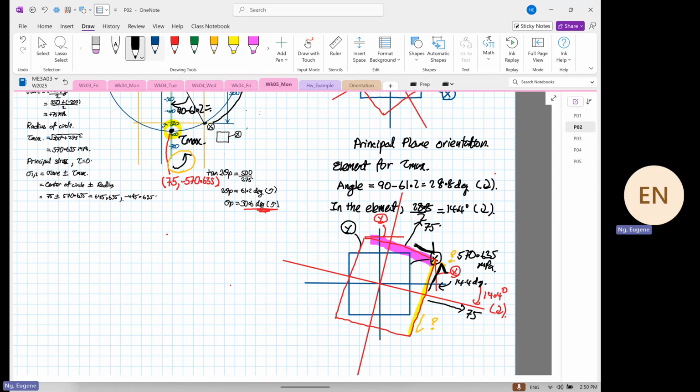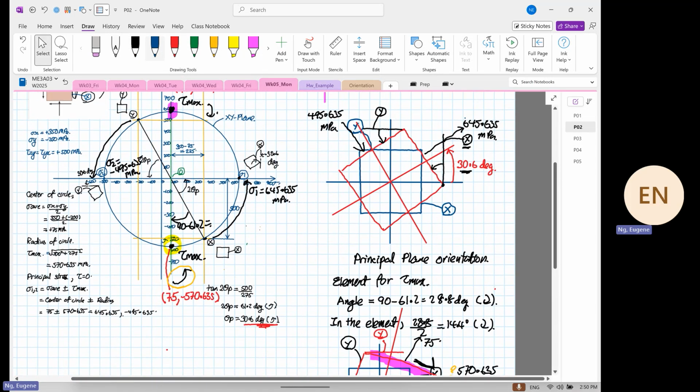So now you know how to translate from Mohr circle to the element in terms of normal stresses and what? Shear stresses. Are we clear? Okay. We are going to do another example, okay, so that you can solidify the knowledge. Okay, this is easy. This is straightforward. This is the basics.